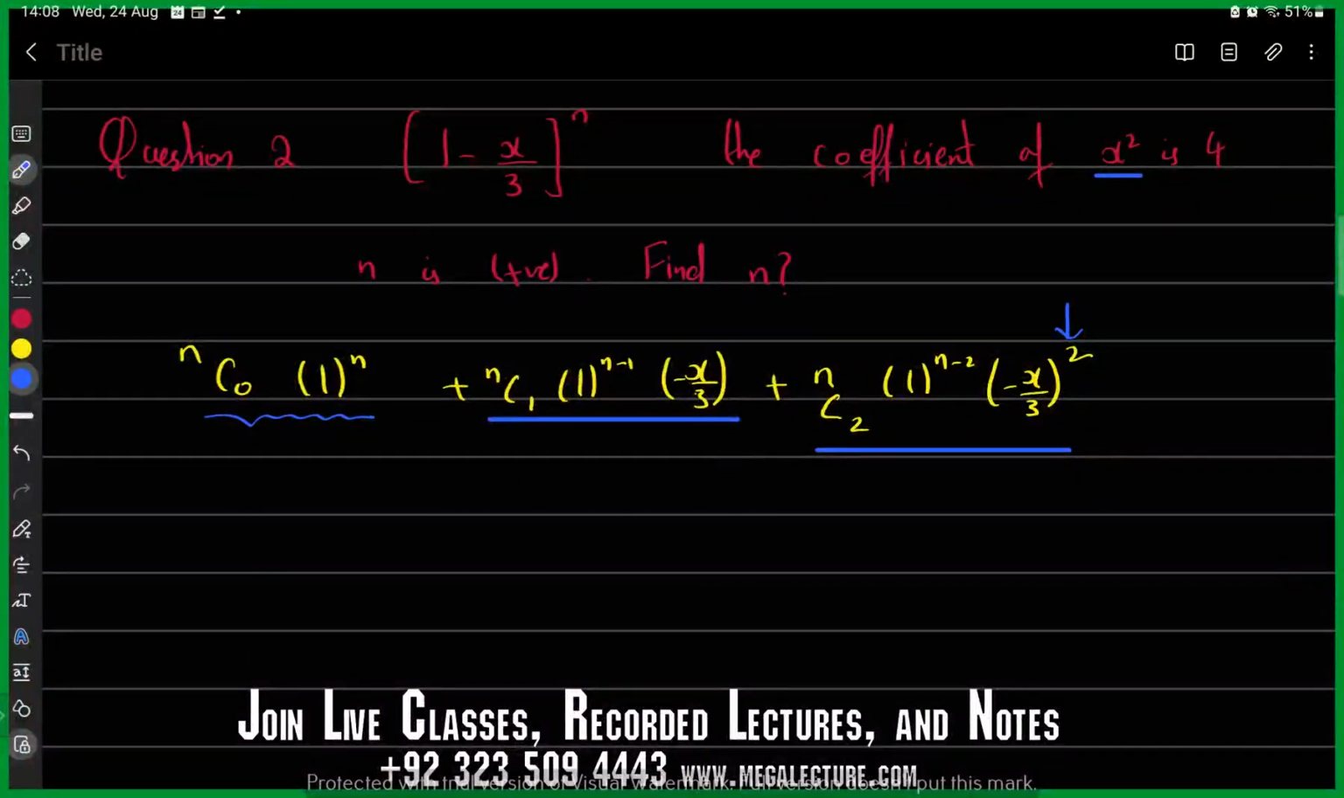No, miss. Yes, Rafe? (a plus b) whole to the power of n is equal to nC0 multiplied by a to the power of n, plus nC1 multiplied by a to the power of n minus 1 and b to the power of 1.